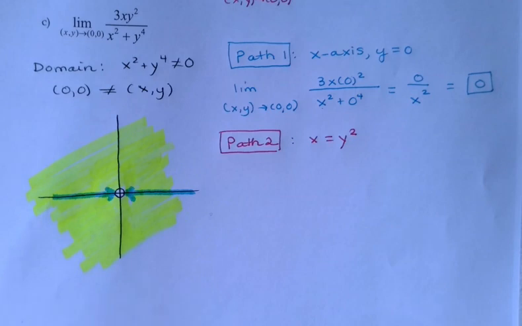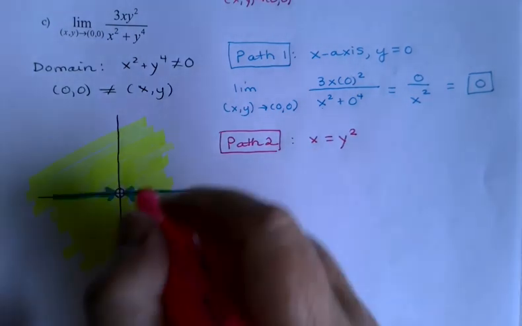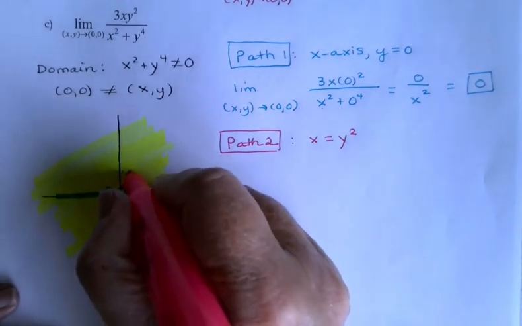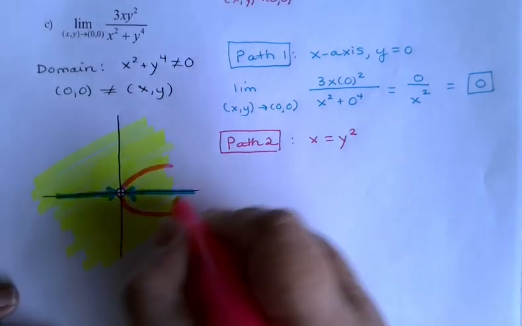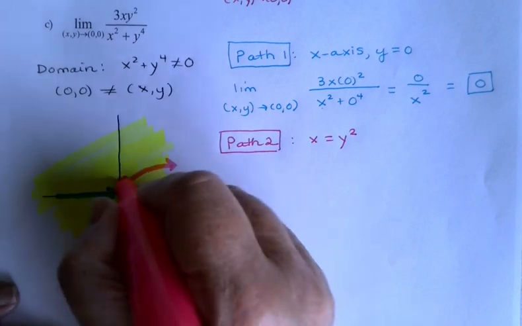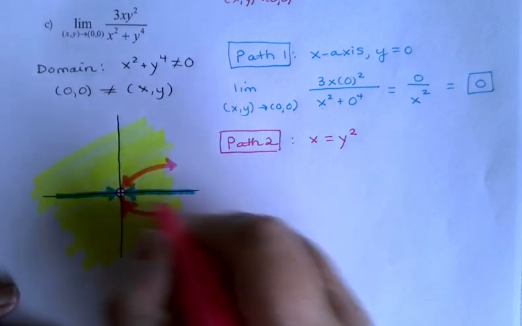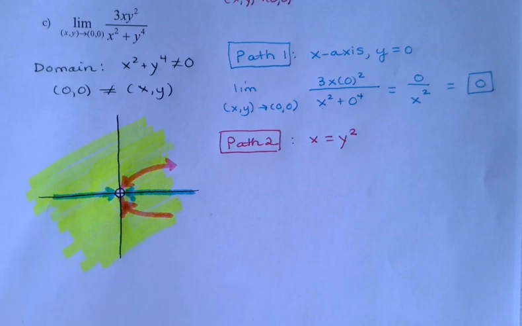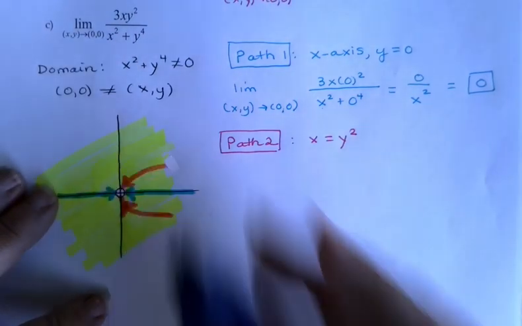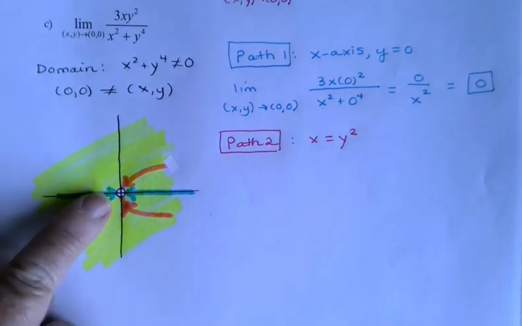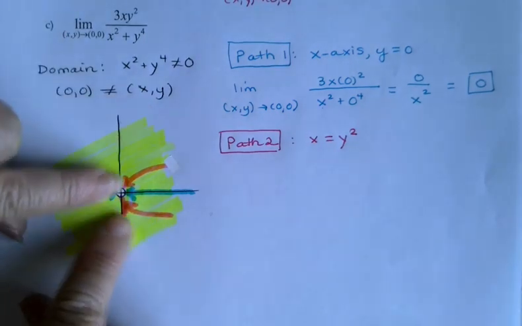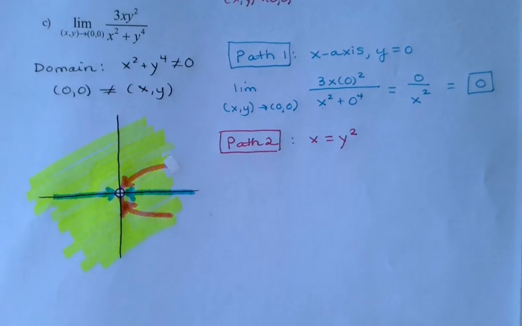Notice our paths do not have to be straight lines. This is actually a parabola, right? x equals y squared would be that parabola there. Oops, and actually I'm going to approach this way though. So I'm approaching the point (0, 0) along that parabolic path this time.